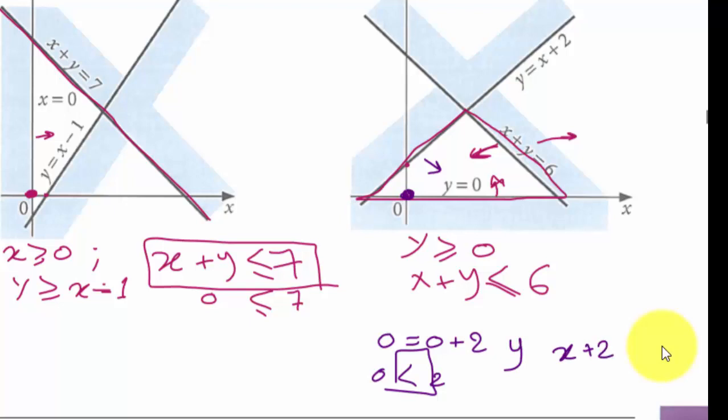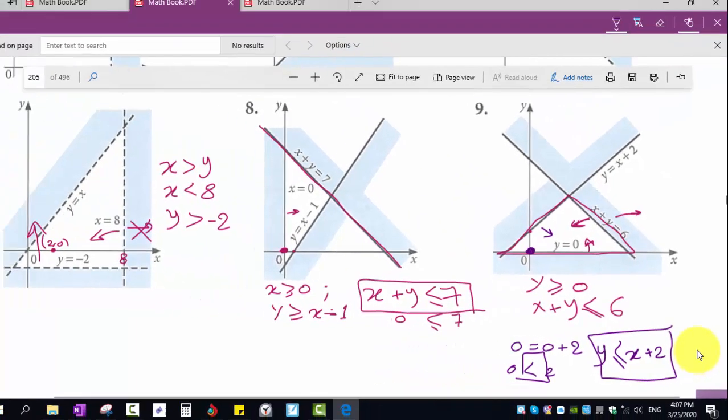Since by testing, by substituting 0, 0 in place of x and y, we got this symbol, and the line is not dashed, there must be an equal with it. Y is less than or equal to x plus 2.